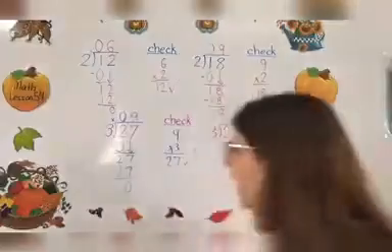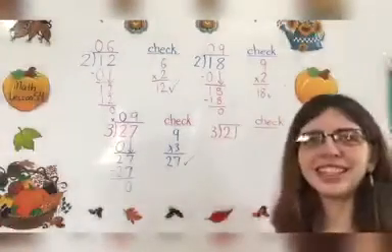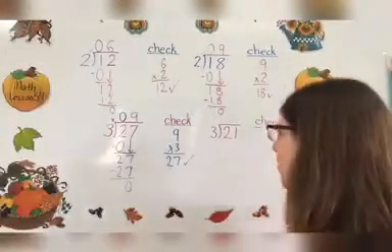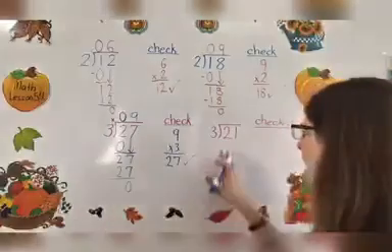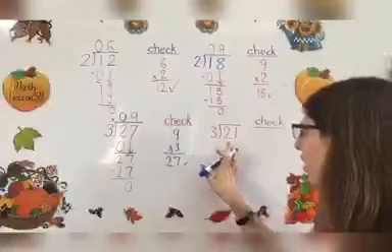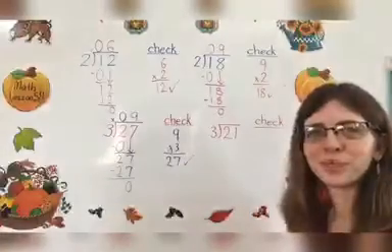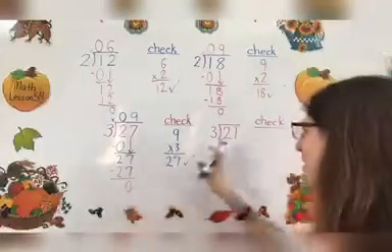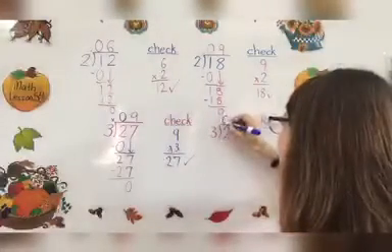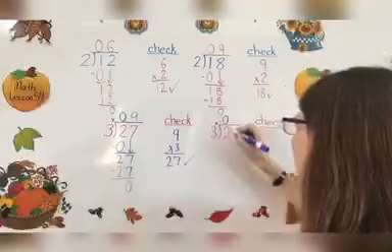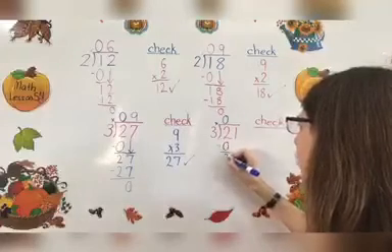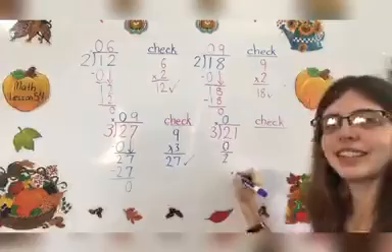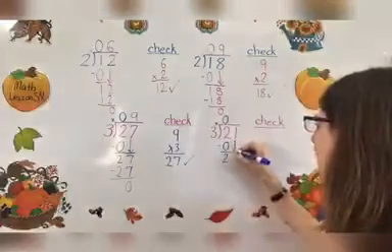Okay, let's check this problem. This is letter C. 21 divided by 3. How many groups of 3 are in 2? Well, just like letter B, we know it's 0 because 2 is smaller than 3. 0 times 3 is 0. 2 minus 0 is 2. 2 is less than 3, so I bring down my 1.